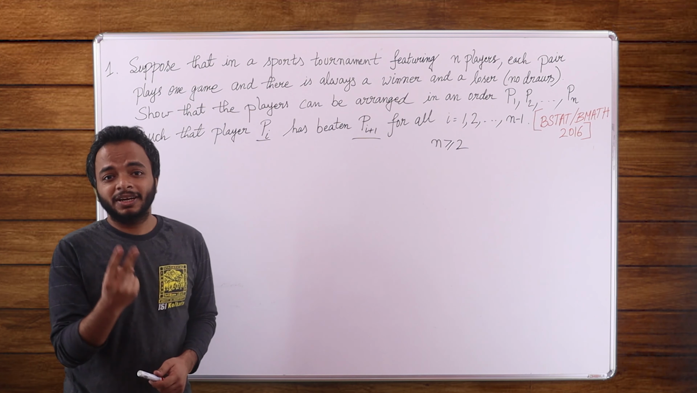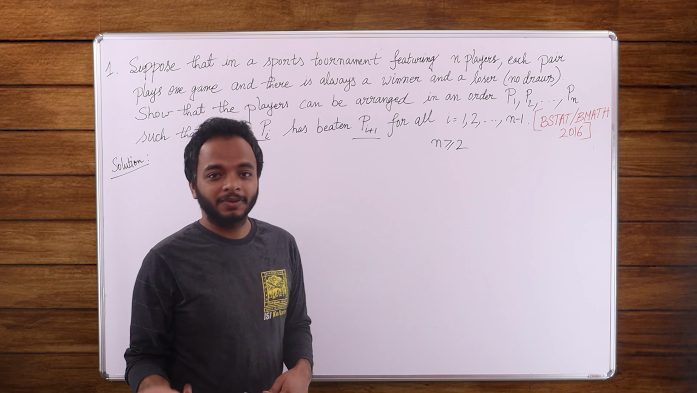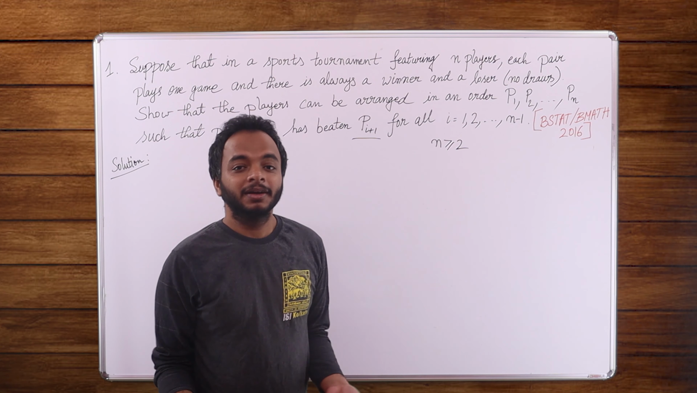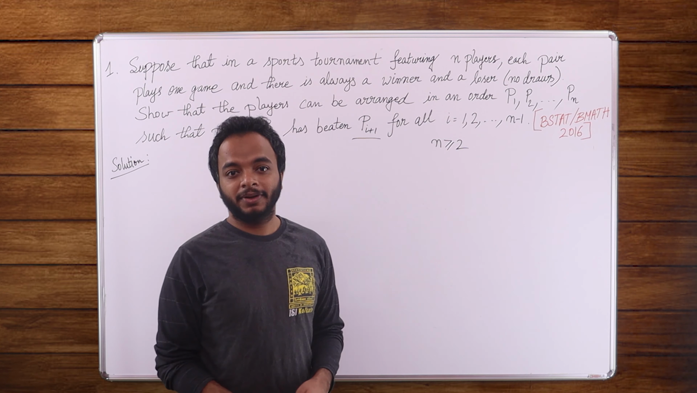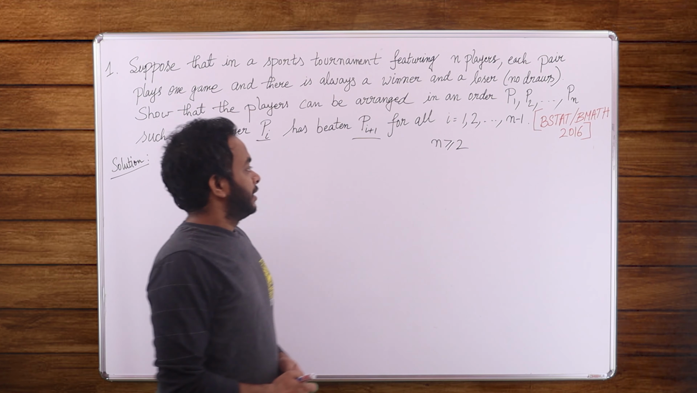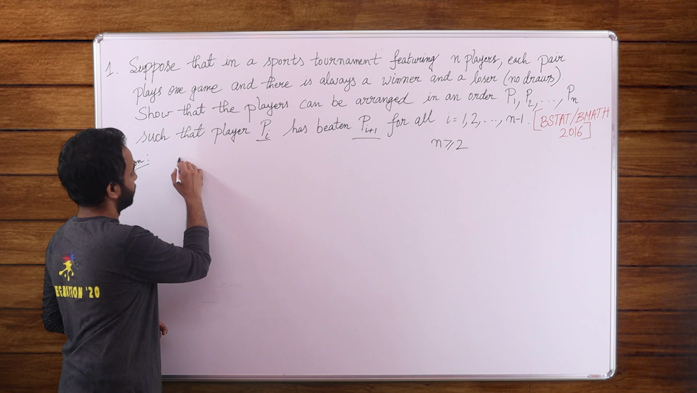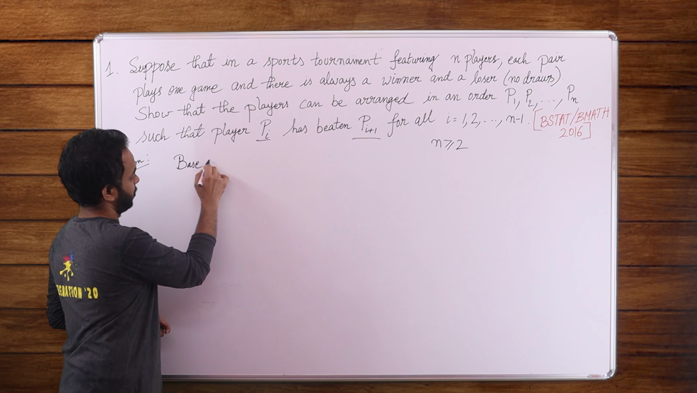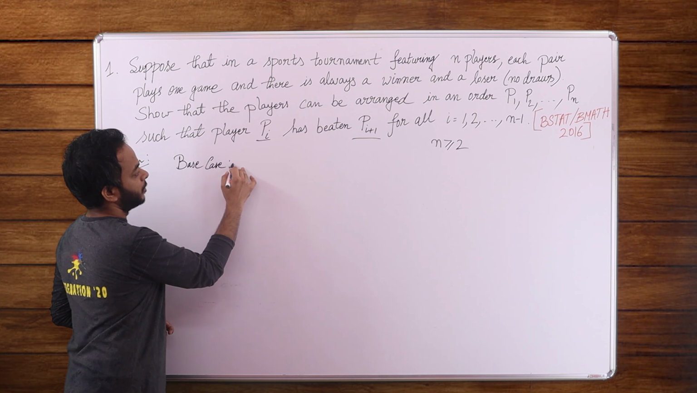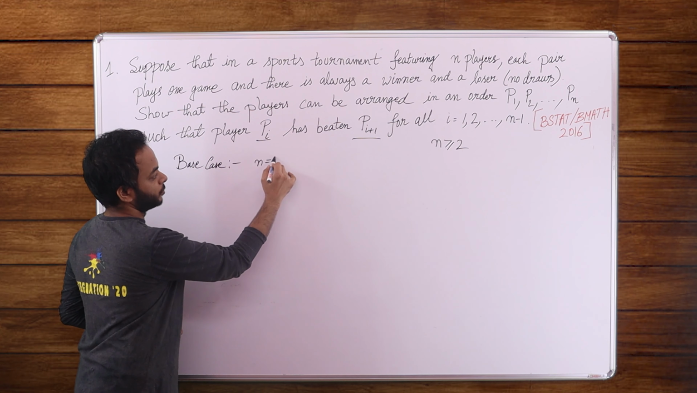Because if you at least don't have two players, then how will they play the game? One player cannot play a game, right? So n should be greater than or equal to 2 here. So our base case is n equals 2.